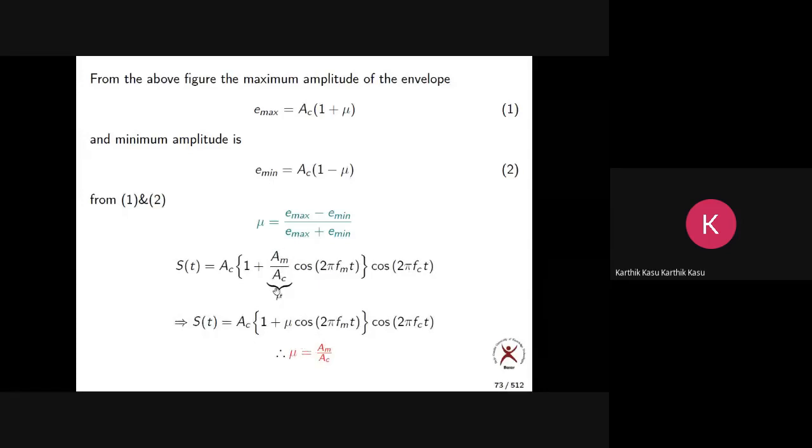Then this becomes mu. Otherwise, you can go to the standard formula of AM: S of t equal to AC into 1 plus mu cos 2 pi FMT into cos 2 pi FCT. So in place of mu we have AM by AC. If I write mu equal to AM by AC, still it is an AM signal. Is it okay?